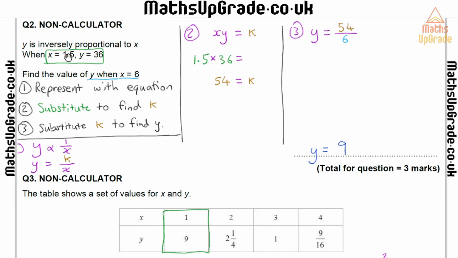Let's just check if this makes sense. So when x is a small value, y is a big value. When x is now a bigger value, y should be smaller than it was before, and it is. So that makes sense. So that is 3 marks for that question.